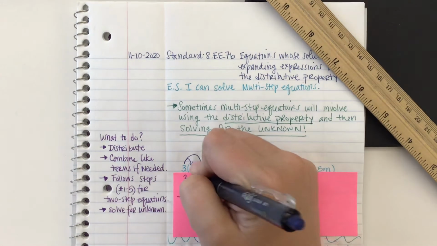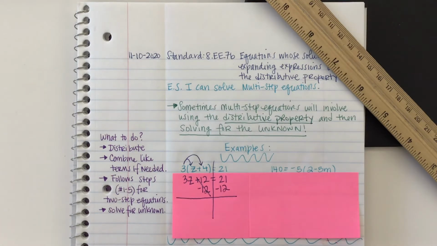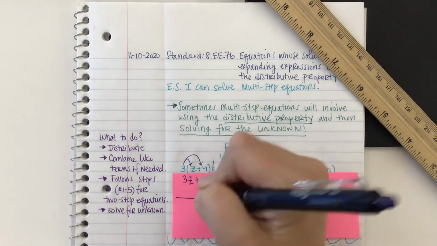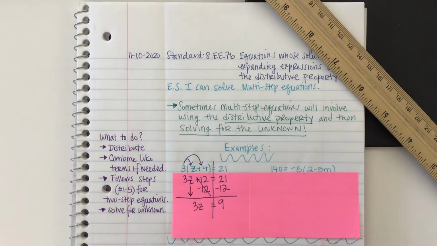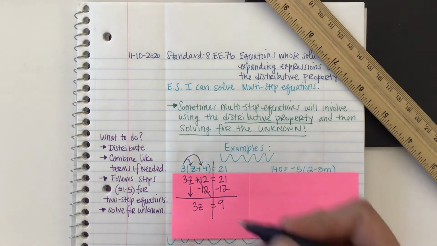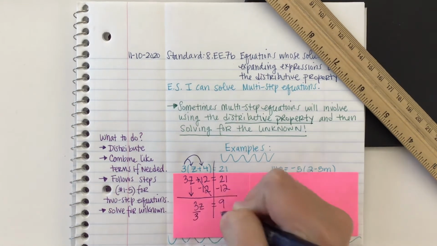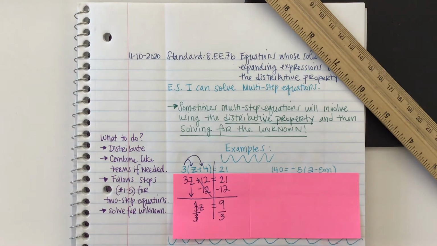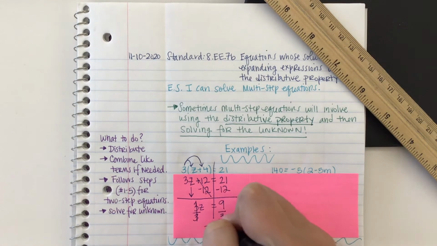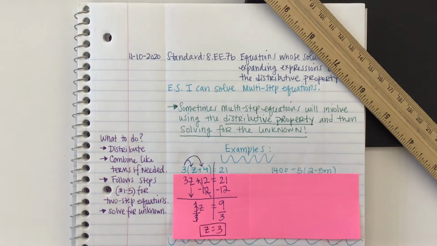12 minus 12 is 0, so that goes away. And 21 minus 12 is 9. Then you bring down what you didn't use. So 3z is equal to 9. Then again, you follow the steps. Find the side with the variable. Find the number attached to the variable this time and perform the opposite operation. Normally the last step to solve for the unknown is to divide, because this is multiplication, so the opposite of multiplication is division. Whatever you do to one side, you must do the same thing to the other. 9 divided by 3 is 3, and thus z is equal to 3.